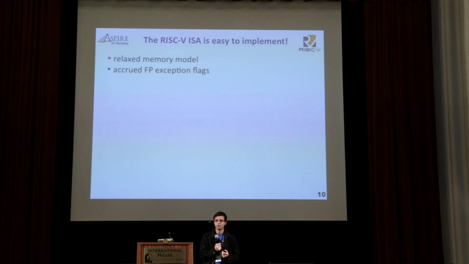We accrue floating point exception flags. Not all ISAs do that. Some demand, same with integer side effects, that you know what the condition code of all the previous instructions were. At any given instruction, you have to know what the last one was, which means that you have to rename all that state. In this case, if you just accrue it, you just OR things in at commit time.